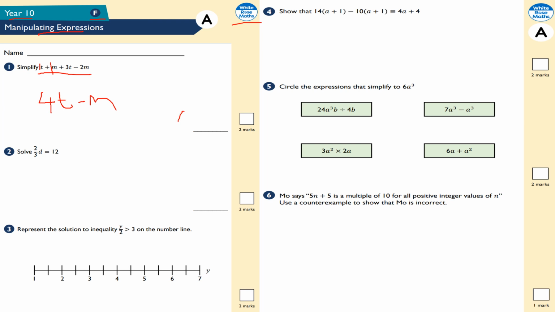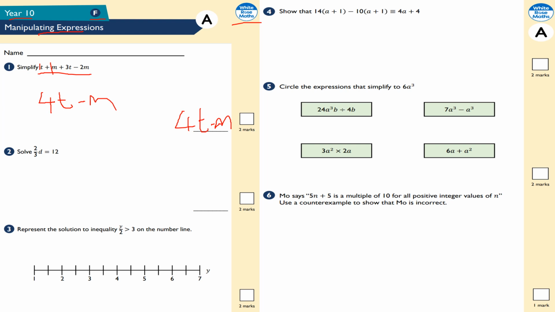So my final answer is 4t subtract m, or minus m plus 4t. Either way would suffice, as long as the signs are consistent. There should be an m there, sorry about that. So that's the first one. It's collecting like terms, so you collect all your t's together and all your m's together.